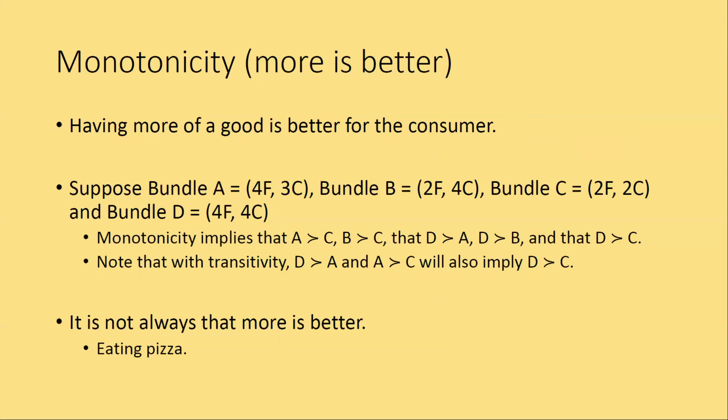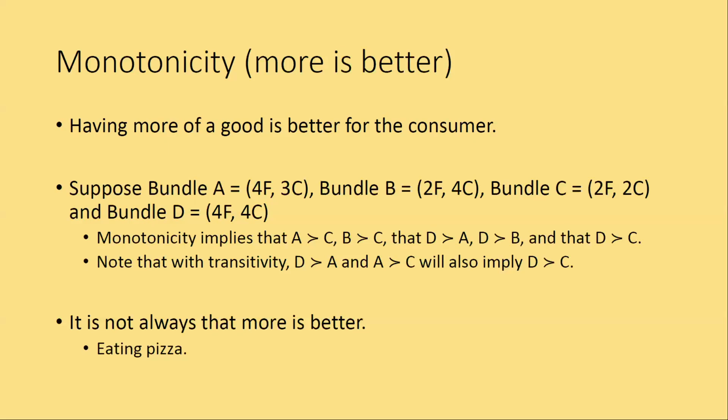So we can see that when we look at bundle A and bundle C, bundle A has 4 units of food, which is strictly more than bundle C that has 2 units of food. And bundle A also has 3 units of clothing, which is strictly more than bundle C that has 2 units of clothing. By the assumption of monotonicity, that people like more of the good, and the more the better, the person must prefer bundle A over bundle C. It will be a violation of the monotonicity assumption if the person actually prefers bundle C over bundle A.